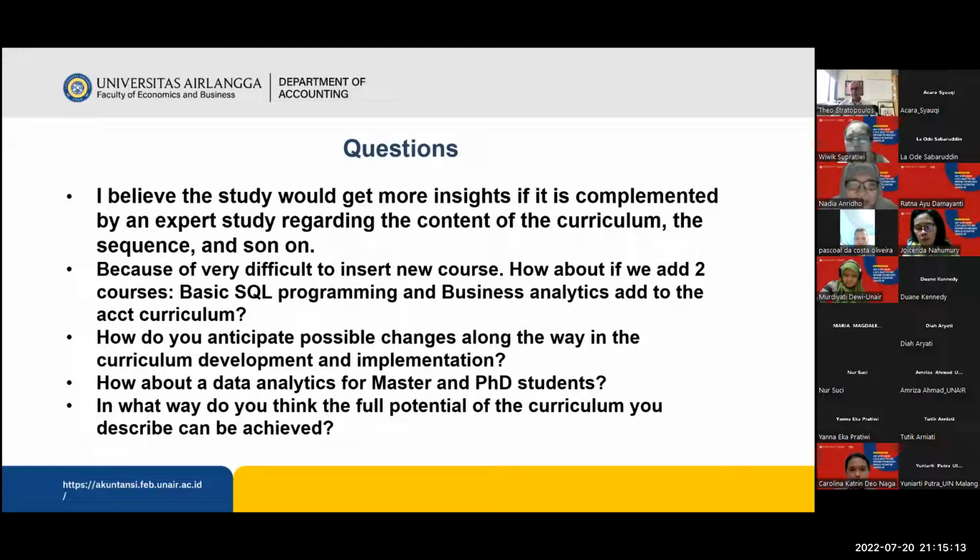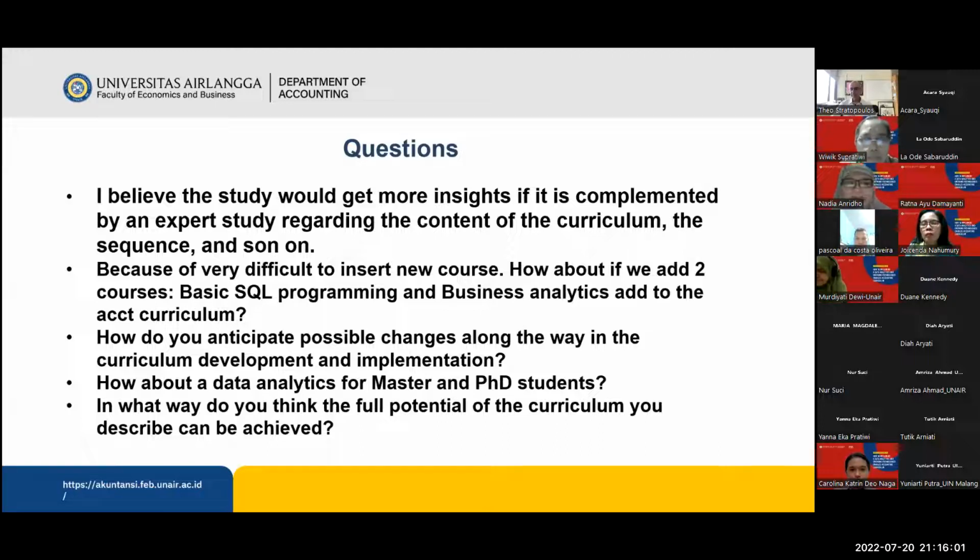How do you anticipate possible changes along the way in the curriculum development and implementation? My research is on emerging technologies, emerging technology adoption, and you posted some of my papers. I'm part of the AIS community of the AAA. I'm attending the meetings, and always talking to other people. People in the industry will give you a lot of feedback in terms of what they are using. A lot of cool ideas come from other schools, other departments, what they're implementing, or from people in the industry.